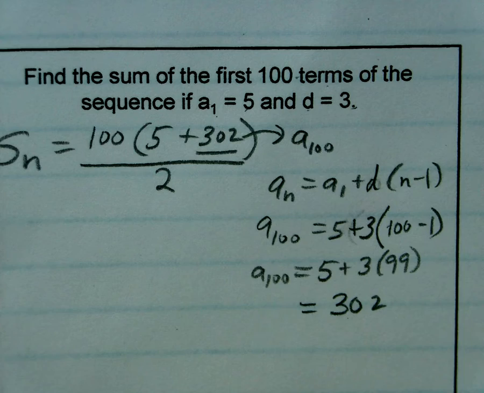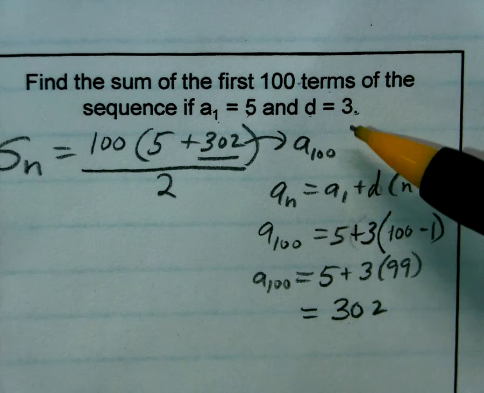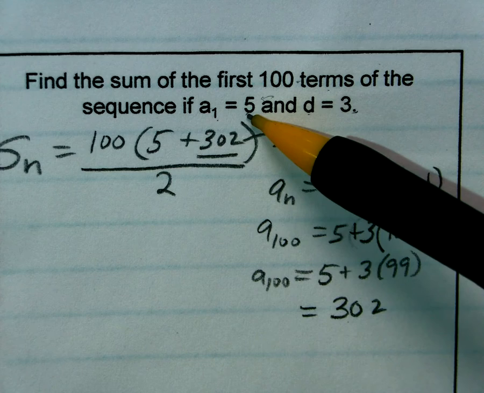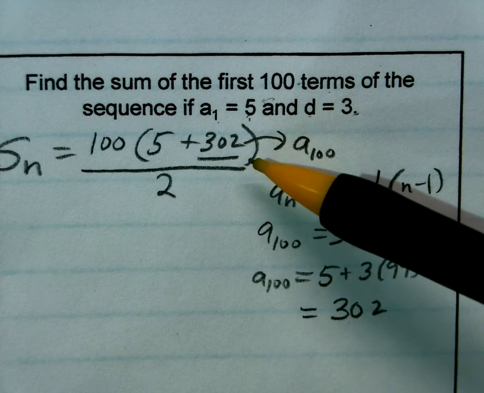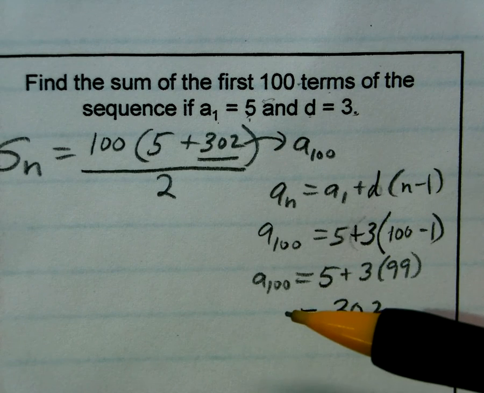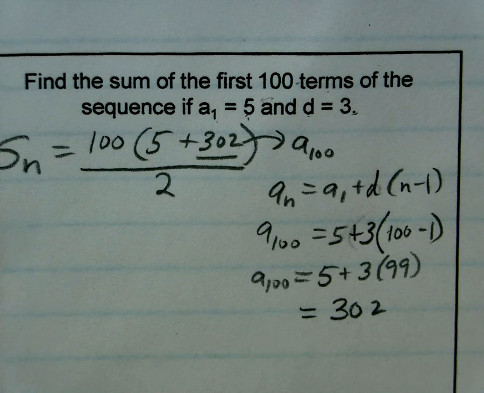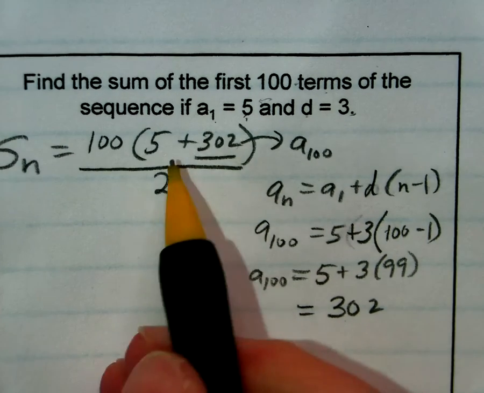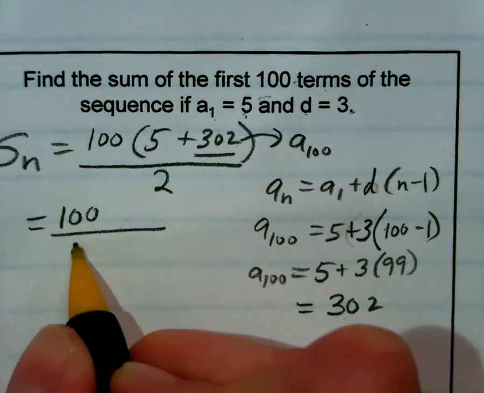So if you didn't use this formula that we did from a previous lesson, you would actually have to add 3 to 5 until you got to the 100th term, which would take a very long time. 5 plus 3 is 8, 8 plus 3 is 11. It would take you a very long time and you'd probably get lost in the middle. So that's what these formulas are good for. All right, so now that we know what that number is, we can go ahead and proceed.